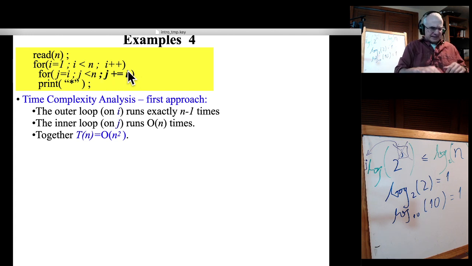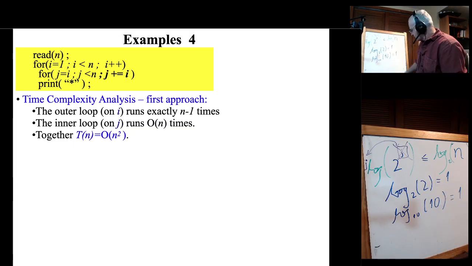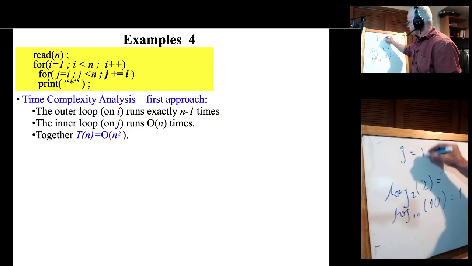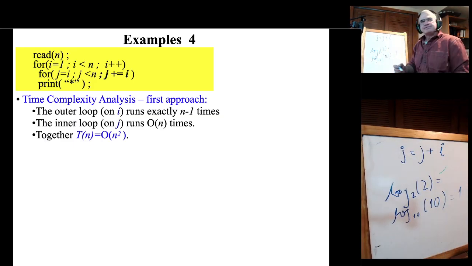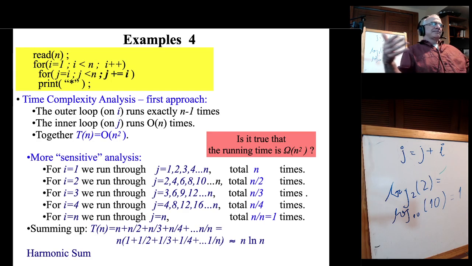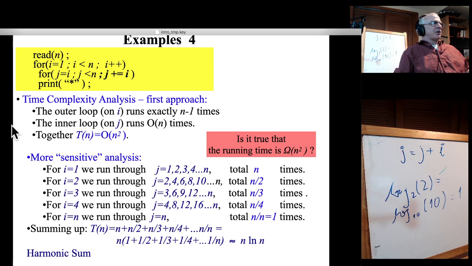But you see, in some operation I add to j the value i, and i is becoming larger and larger. Everybody is familiar with this format. It just says j equals j plus i. So let's be a bit more sensitive. And to answer whether it's omega of n squared, well, if I can prove a better upper bound, then it cannot be order of n squared. It should be smaller as well.